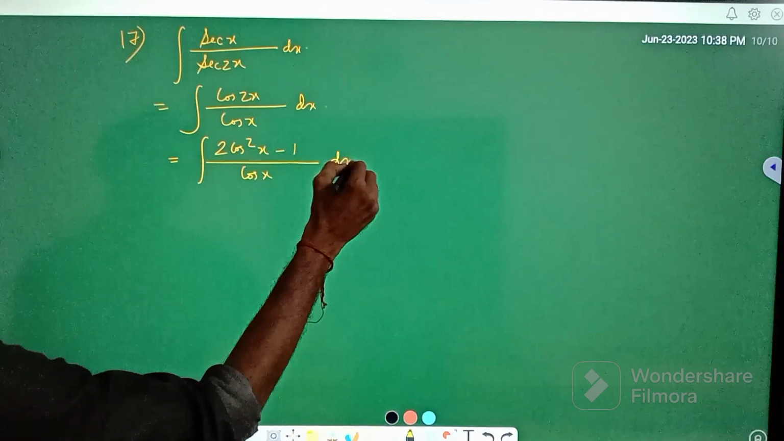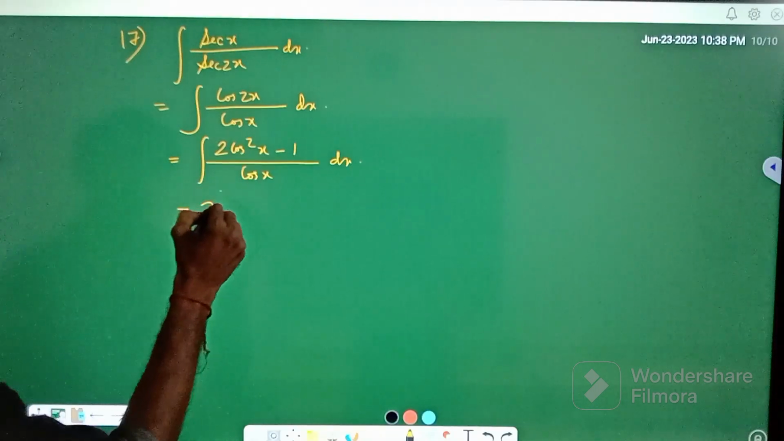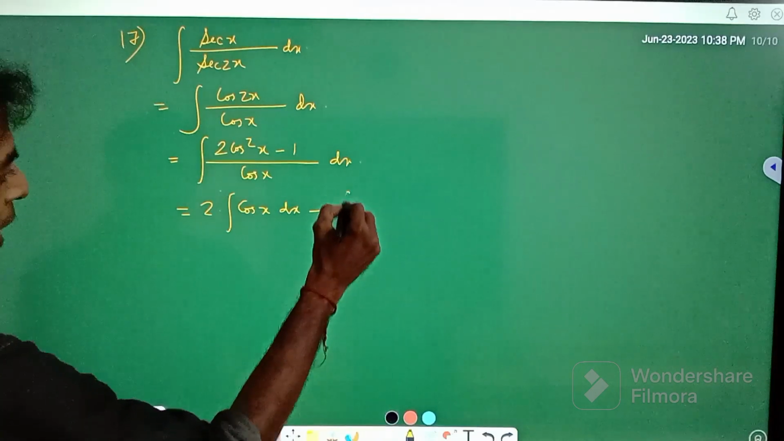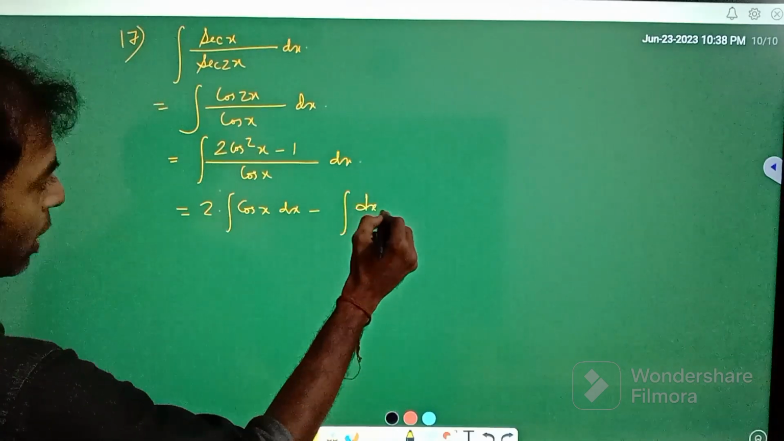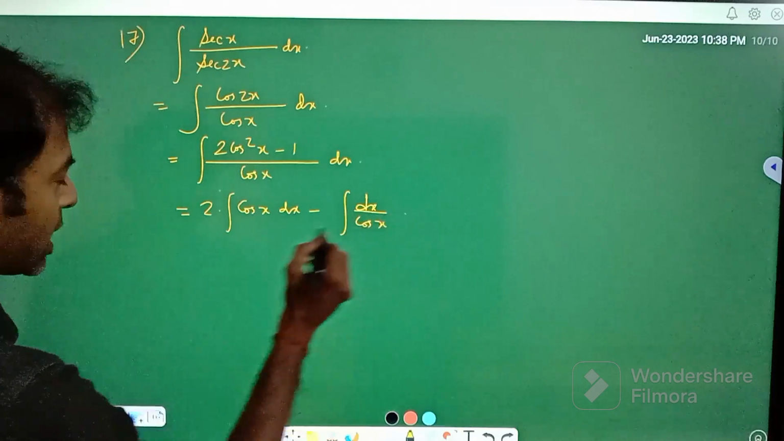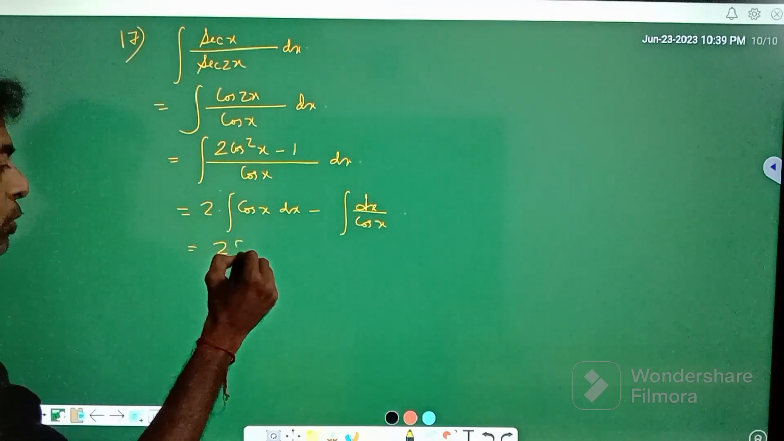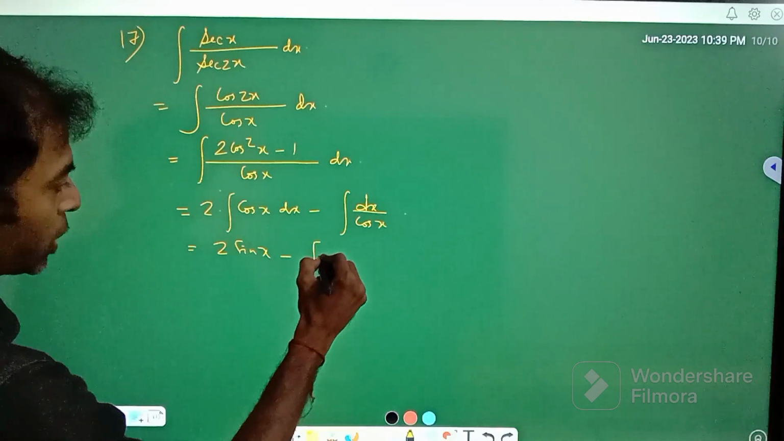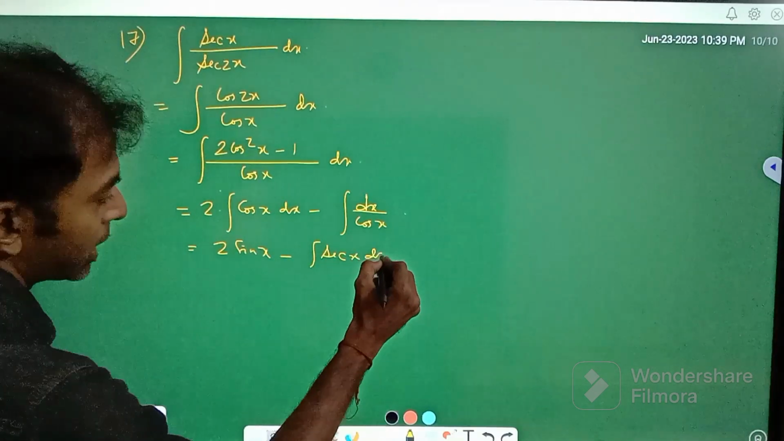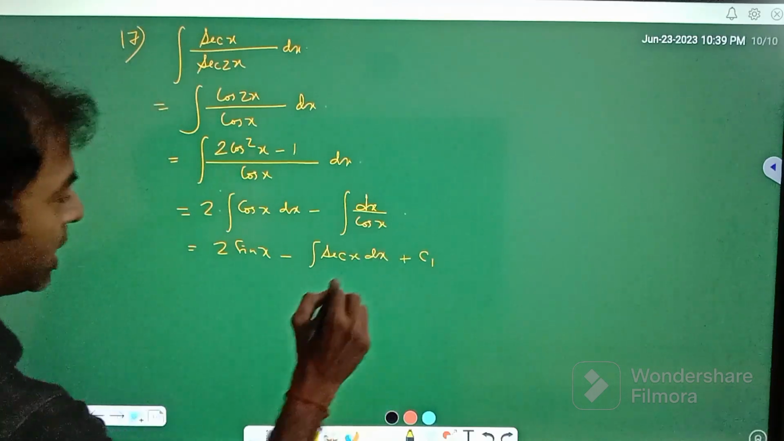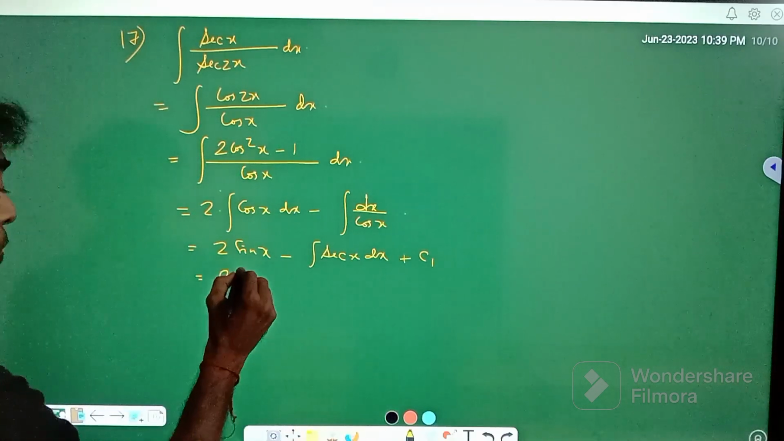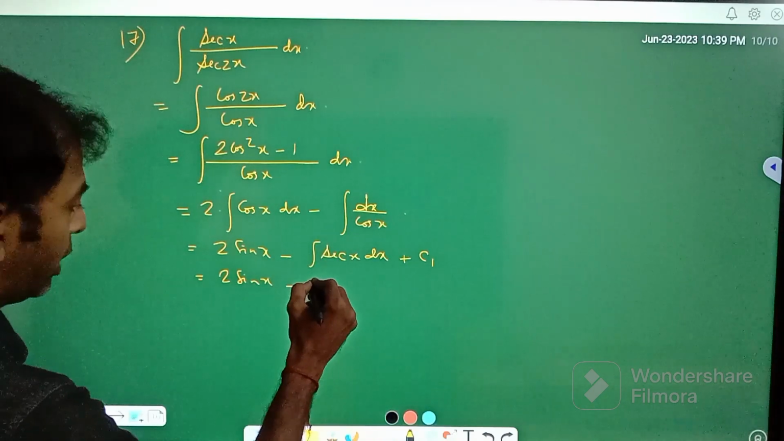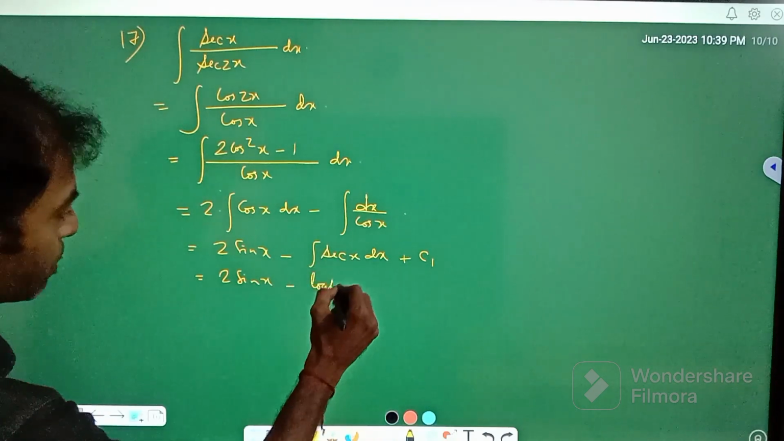After splitting this result, we will get 2 into integration cos x dx. That's our first integral, and the second integral will be integration dx by cos x. Integration of cos x, we all know, is sin x, and dx by cos x will be integration of sec x dx plus c1. C1 is an integral constant. Now 2 sin x and integration of sec x, we all know, will be log mod sec x plus tan x.